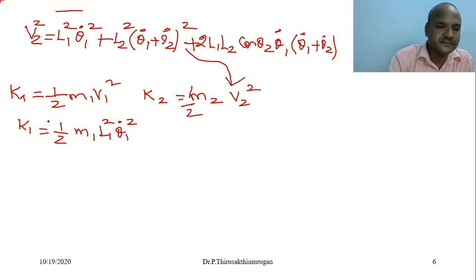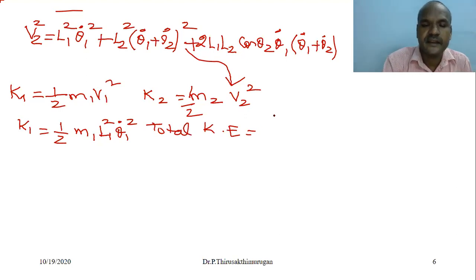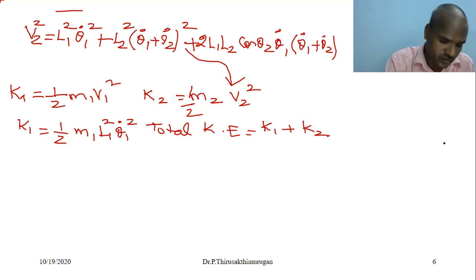So the total energy, this is about kinetic energy. So total kinetic energy is the kinetic energy contributed by two masses, K1 plus K2. This is the total kinetic energy. Then next is potential energy. What is potential energy?